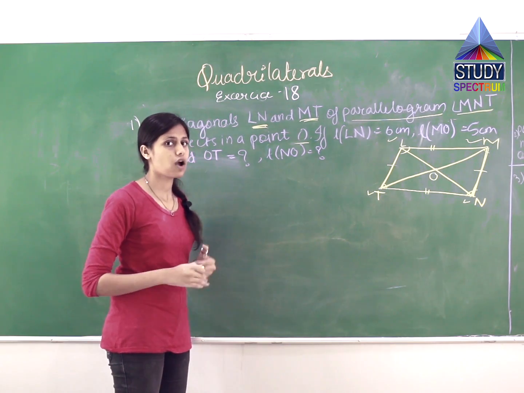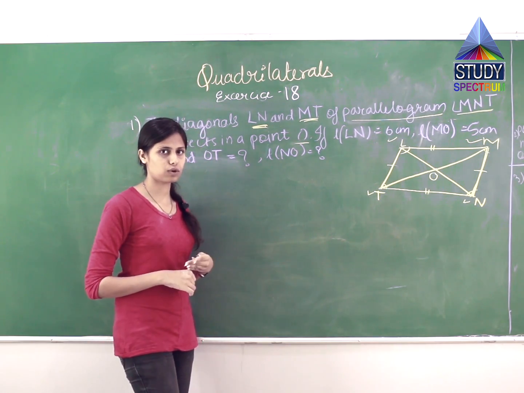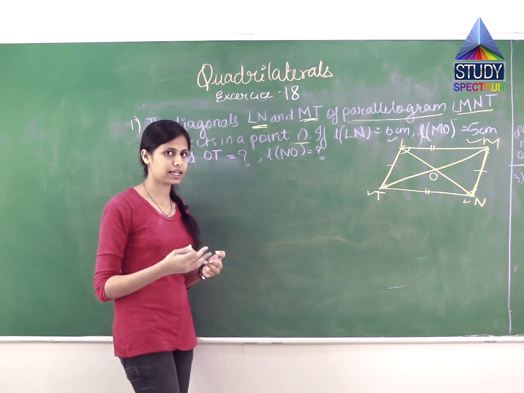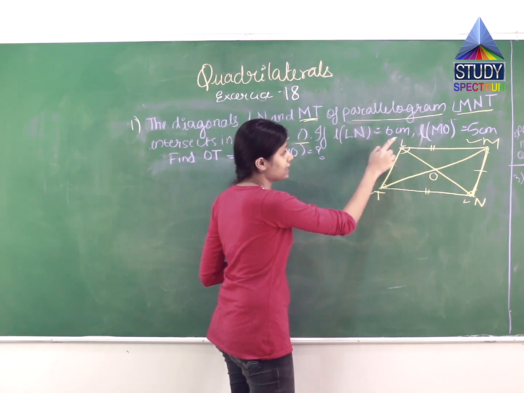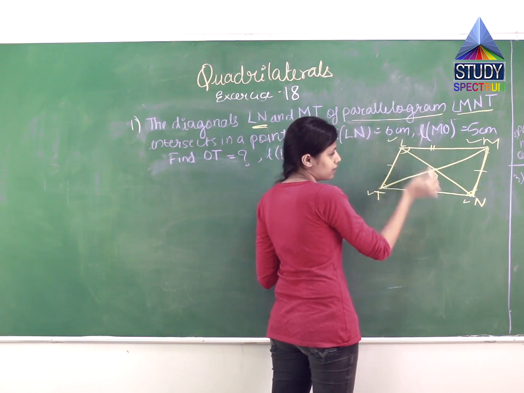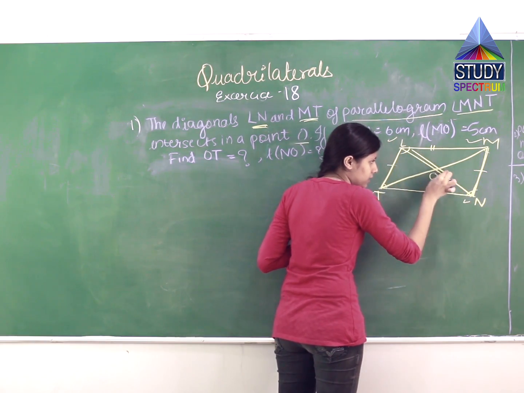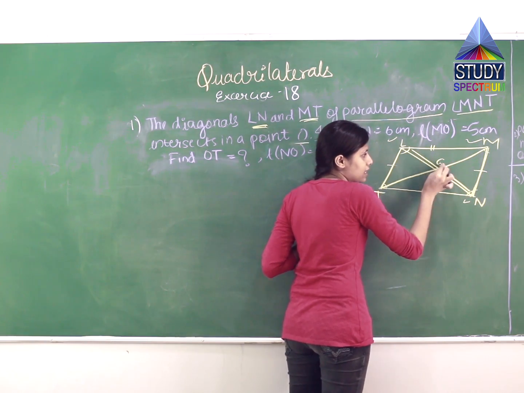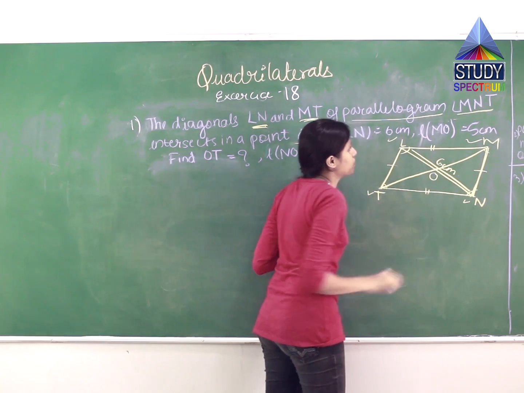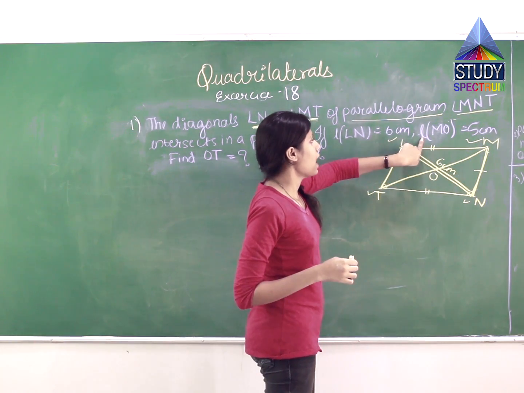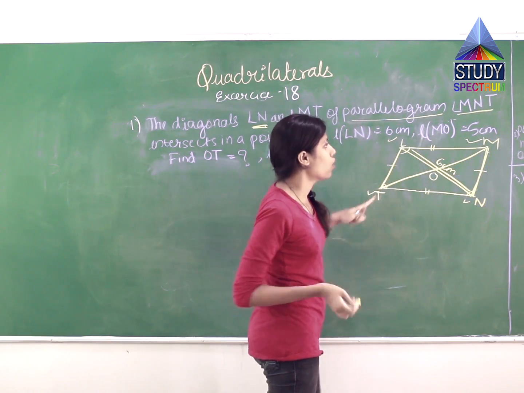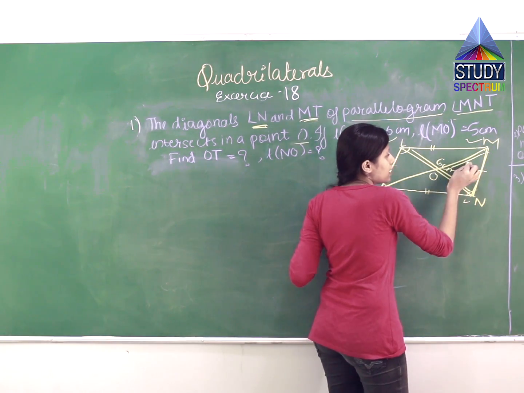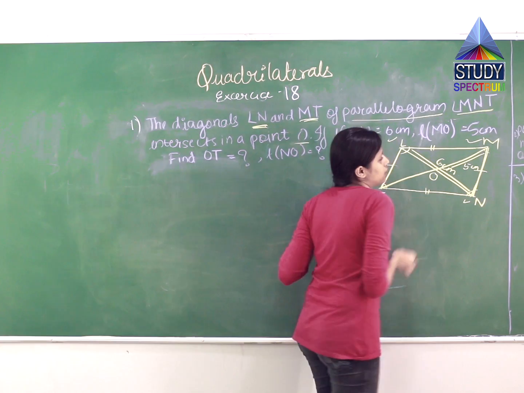Now let us see what additional information is given in the question and what they are expecting us to find. So length of LN is 6 cm. So this is N. This diagonal, the information given is this is 6 cm. Another information given is length of MO. Where is M? This is M and this is O. The length of MO is said to be 5 cm.